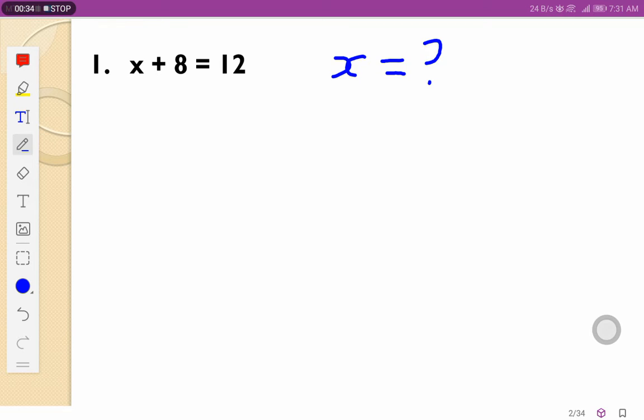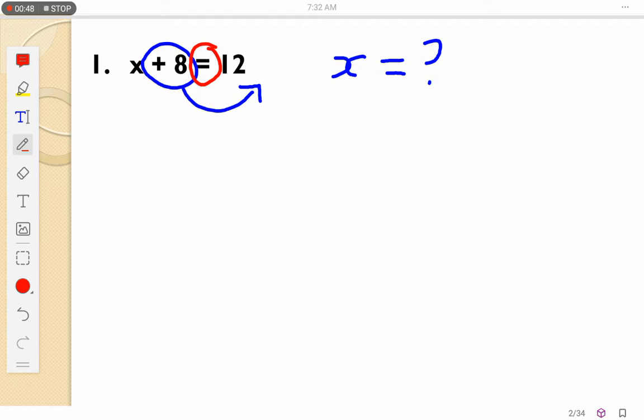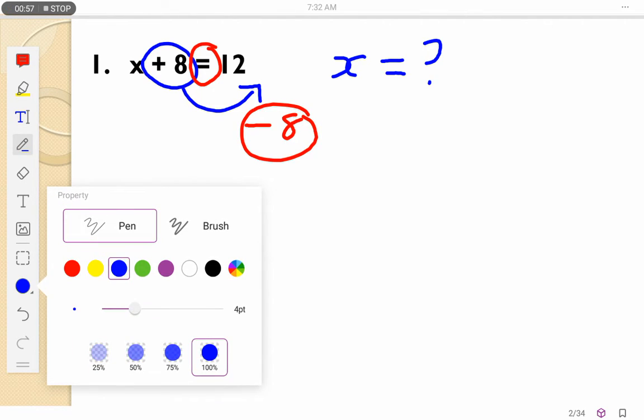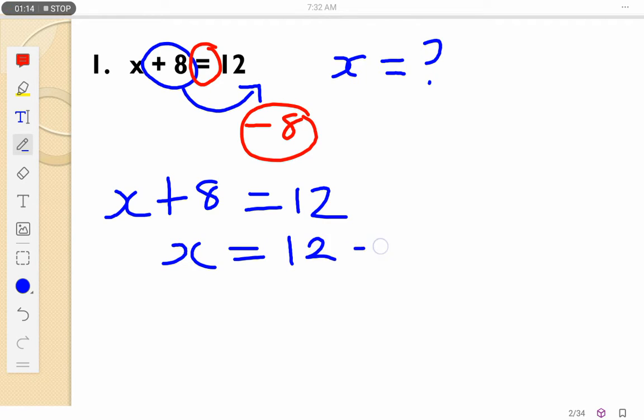Okay, so for that we have to move this plus 8 to the right side. So what happens when our 8 crosses this equal sign, then it changes its sign. It was positive here, it is going to be minus 8 that side. Okay, so when that happens, we can rewrite our equation. Now moving our 8 to the right side, we have x is equal to 12 minus 8.